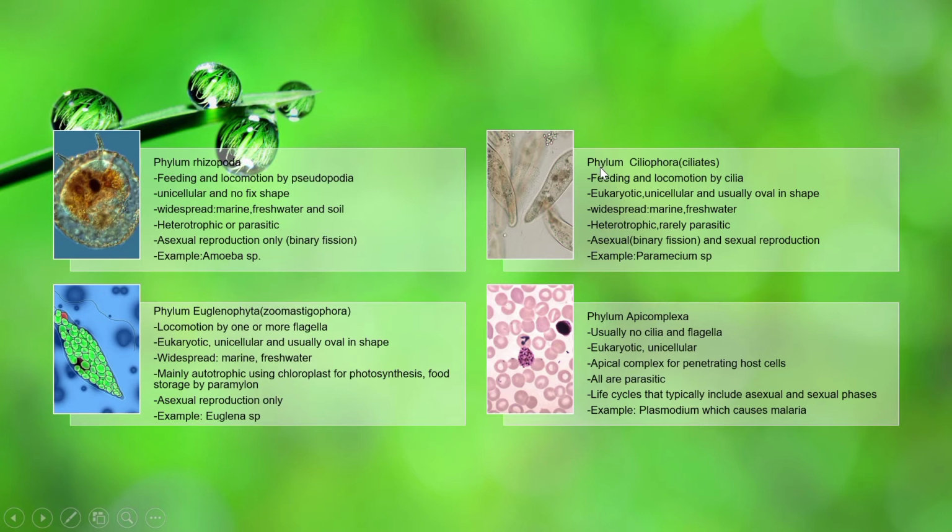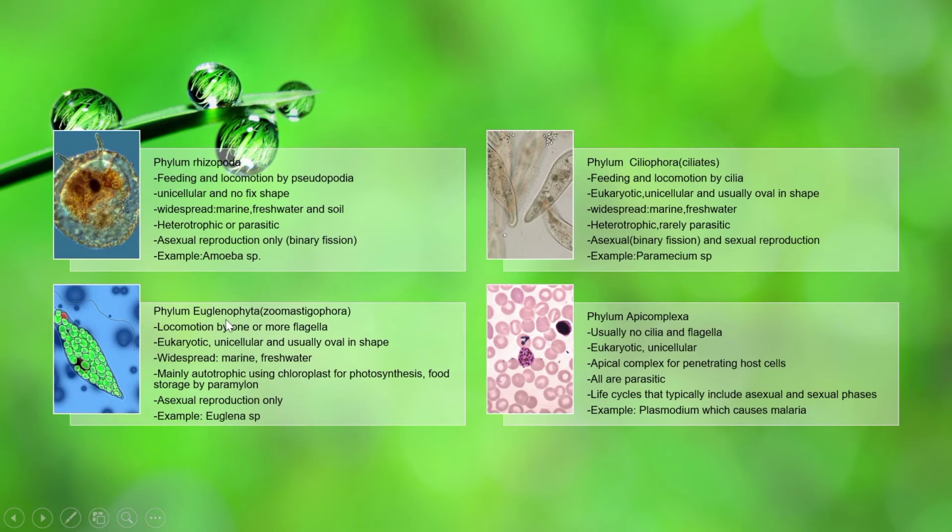The second type is phylum Ciliophora. It does feeding and locomotion by cilia. It is eukaryotic, unicellular, and usually oval in shape. It spreads in marine and freshwater. It is categorized as heterotrophic, rarely parasitic. It undergoes asexual binary fission and sexual reproduction. It does both of them. An example for this type is Paramecium sp.